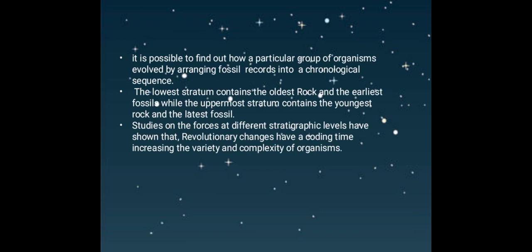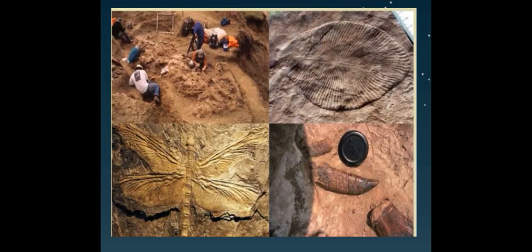It is possible to find out how a particular group of organisms evolved by arranging fossil records into a chronological sequence. The lowest stratum contains the oldest rock and the earliest fossils, while the uppermost stratum contains the youngest rock and the latest fossils. Studies on fossils at different stratigraphic levels have shown that evolutionary changes have occurred over time, increasing the variety and complexity of organisms. Some fossils.